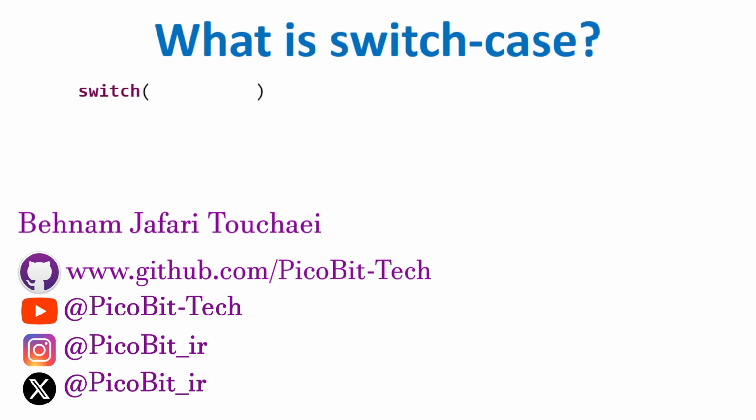What is switch case? The switch case is a multi-way decision-making statement. It allows a variable to be tested for equality against a list of values called cases. It's a good alternative to writing multiple if-else statements when you're dealing with discrete values.